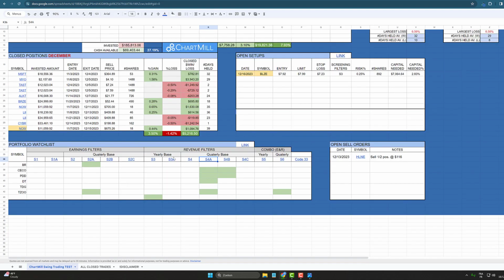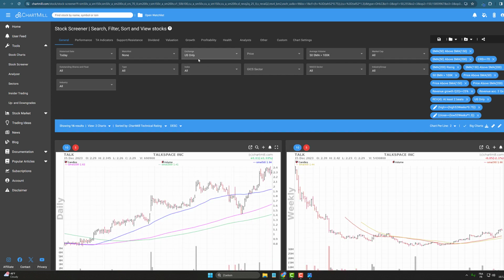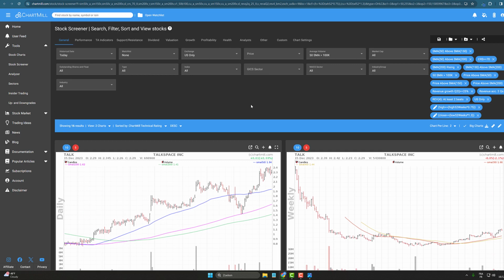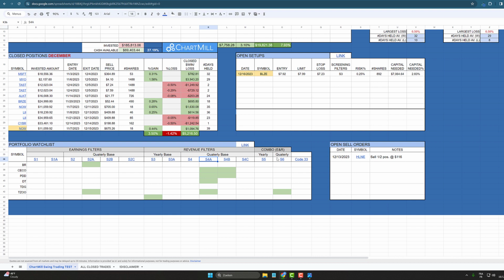So all these filters will also be available. For example, if you click on one of these filters, it will bring you directly to the ChartMill screener. So these are specific screening filters, and you can search for setups, as I do a couple of times a week, for all these different screening filters.